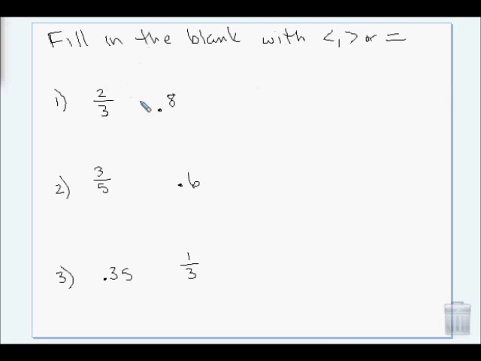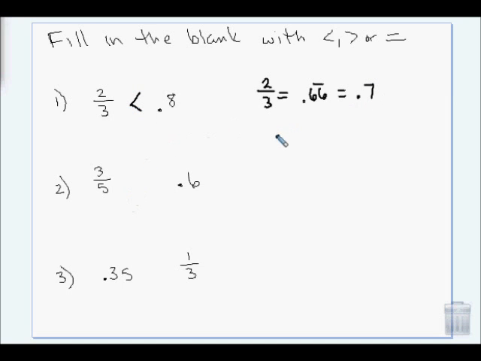Okay, next we have comparing decimals and fractions. You can either convert your decimals to fractions, or you can convert your fractions to decimals, whichever one you find easier. If I convert 2/3 to a decimal, that's going to be 0.6 repeating, so basically 0.7. So that's less than 0.8.